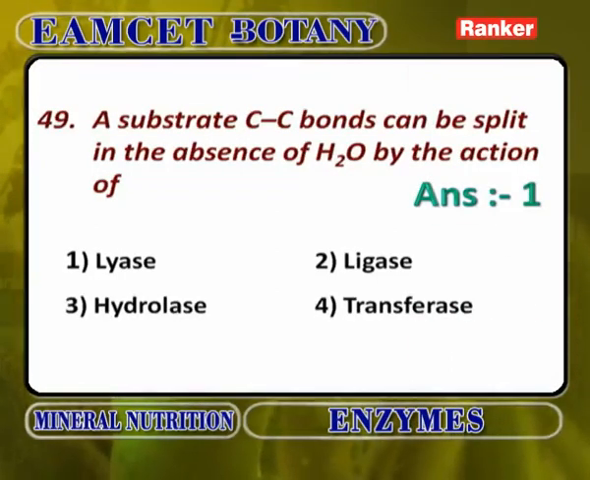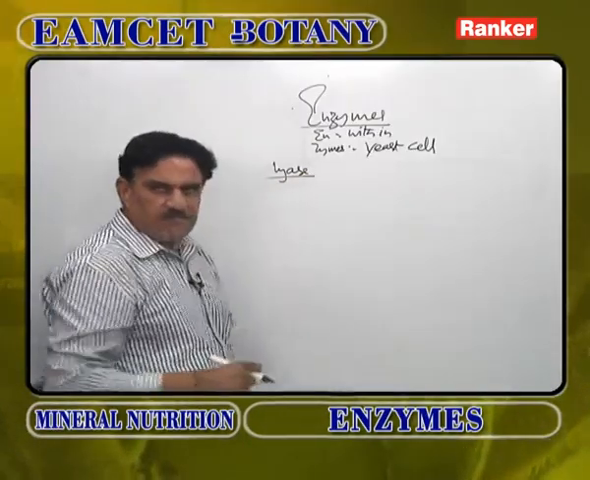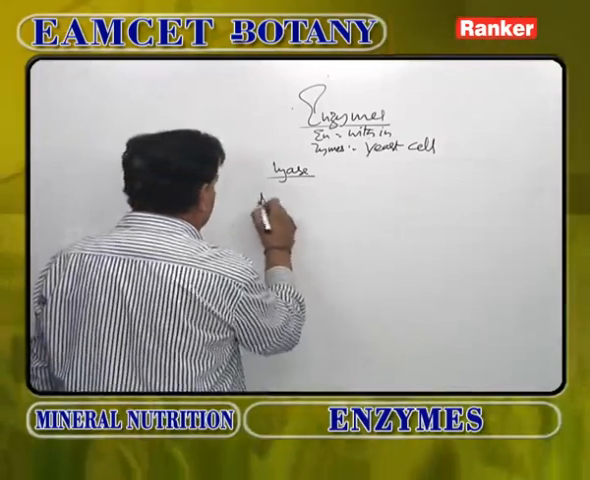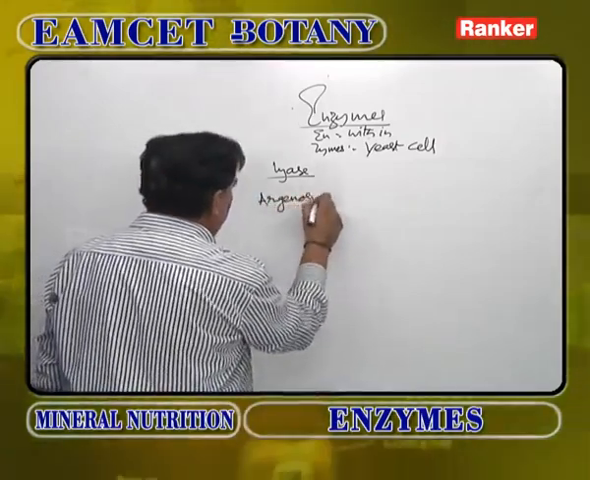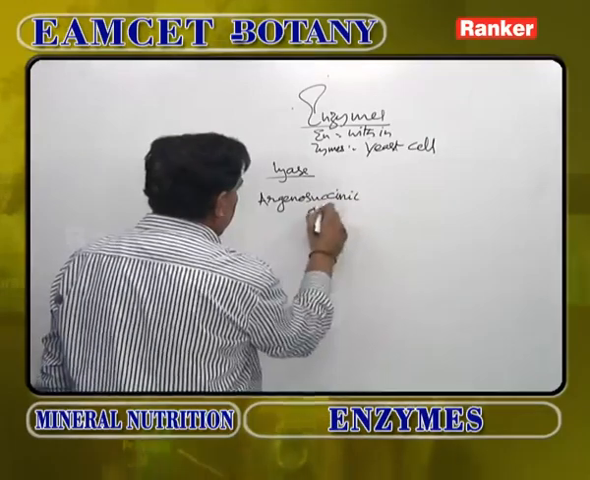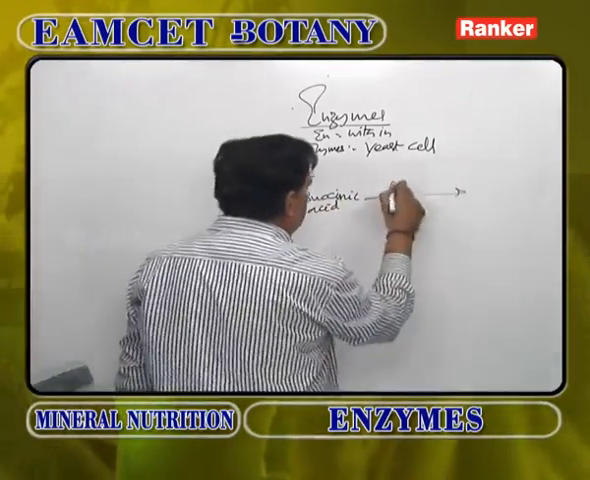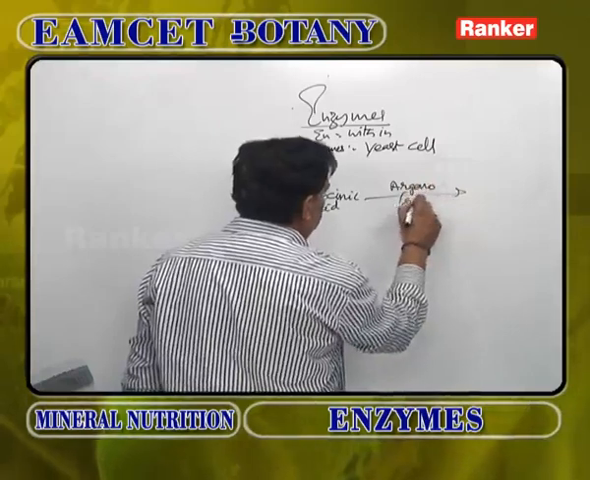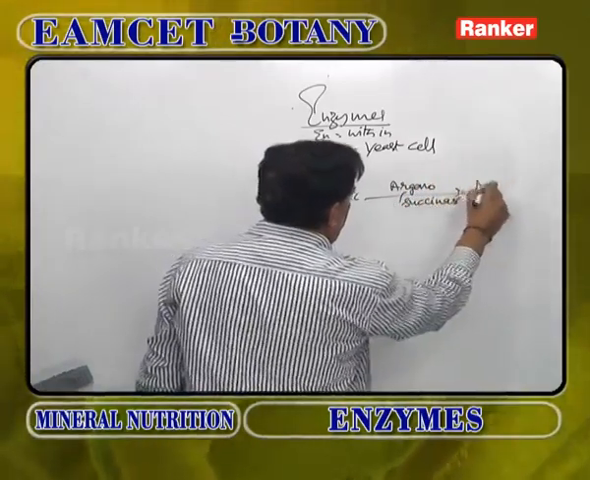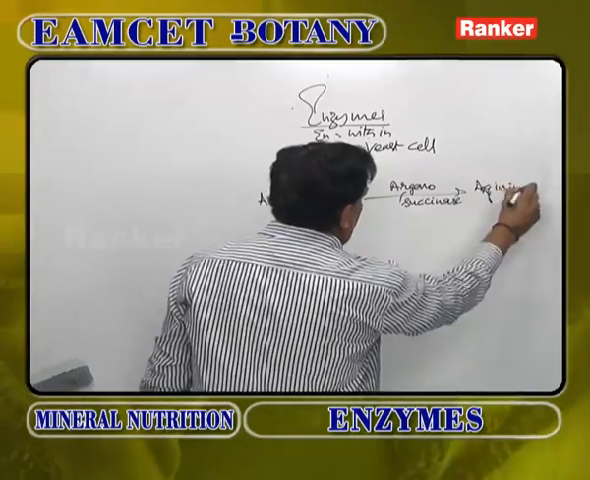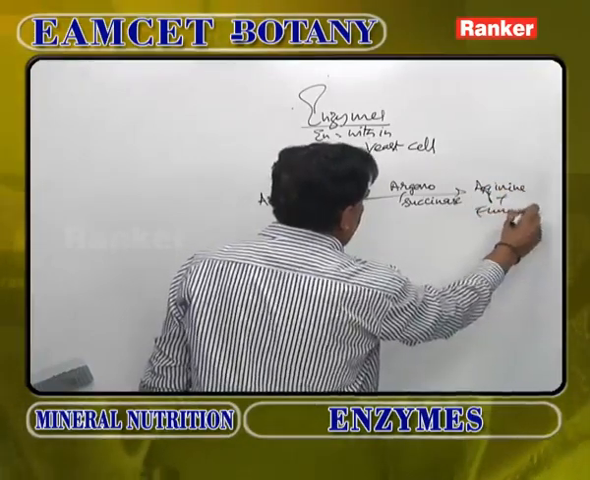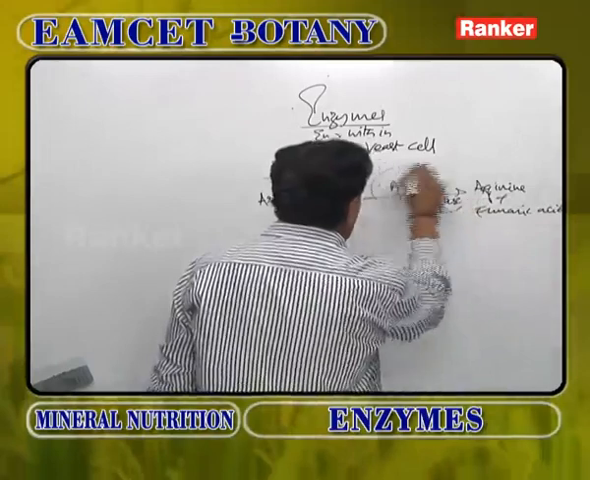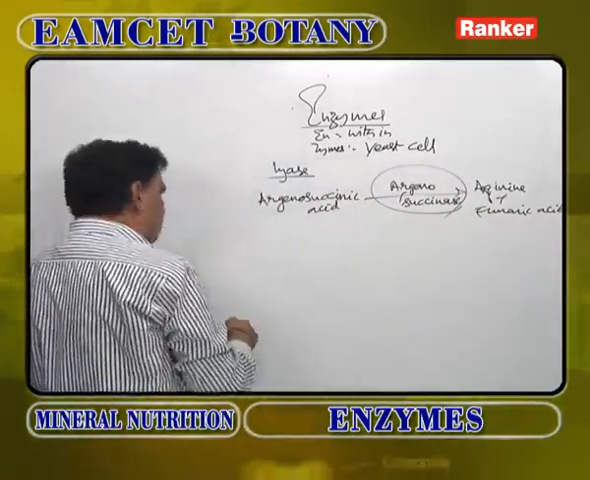A substrate with carbon-carbon bonds can be split in the absence of water by the action of? There is an enzyme by name lyase which helps in breaking compounds without the addition of water. The best example is argininosuccinic acid. In the presence of argininosuccinase enzyme, it produces arginine and fumaric acid. So, argininosuccinase comes under the category lyase.